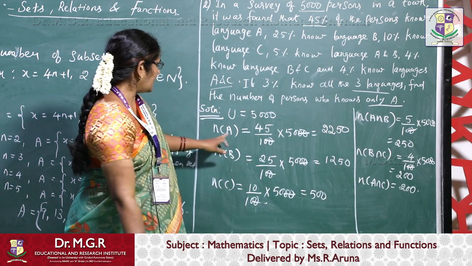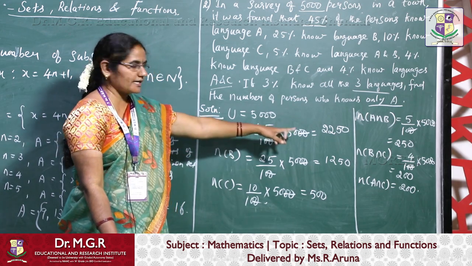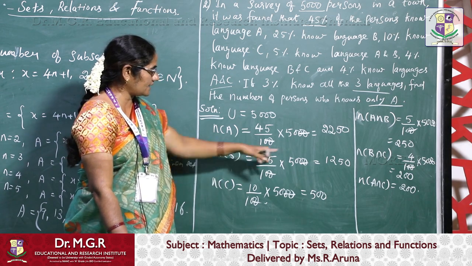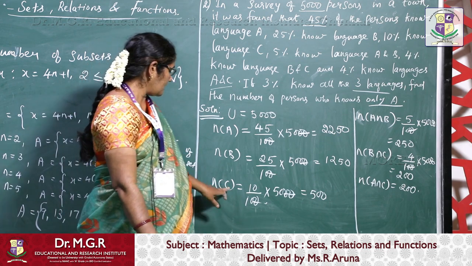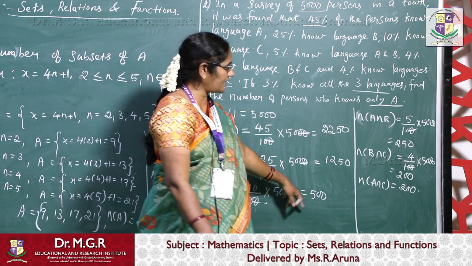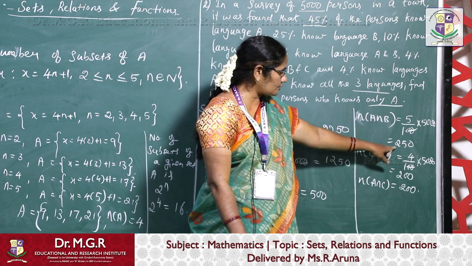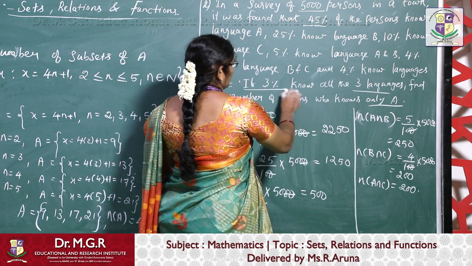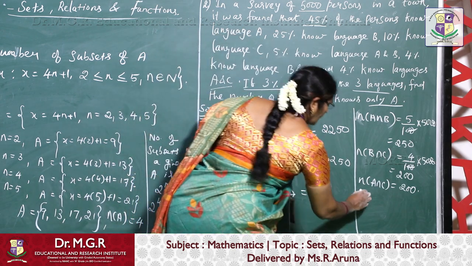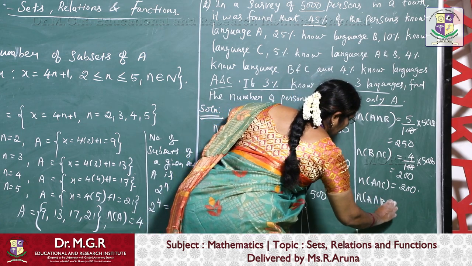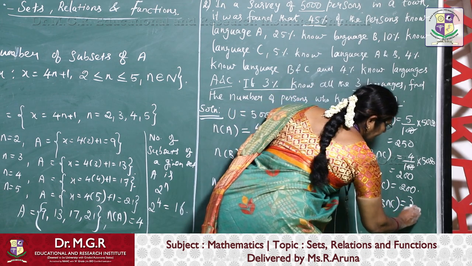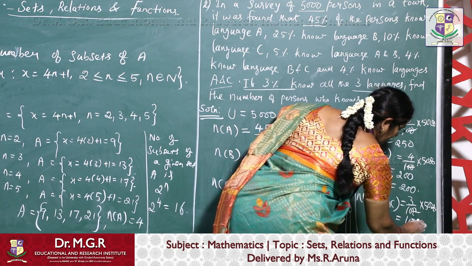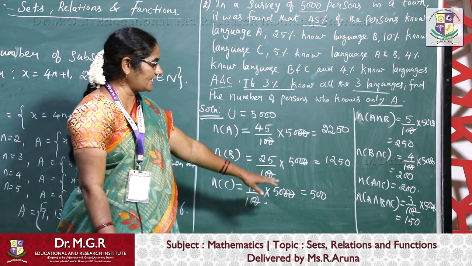So the number of people who know language A is 2250, the number who speak language B is 1250, and the number who speak language C is 500. Those who speak both the languages A and B are 250, B and C are 200, and A and C are 200. Now we are moving to the last given concept, all the 3 languages. A intersection B intersection C is 3%, so we get 150 people who speak all the 3 languages.